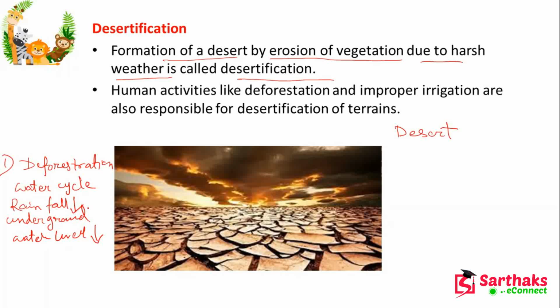So in this slide, whatever we have studied is desertification. What is desertification? It is the condition or formation of desert by erosion of vegetation due to harsh weather. And human activity is responsible for desertification. The first human activity is deforestation, and second is improper irrigation. So these 2 points are very important, which are responsible for the desertification of terrains.